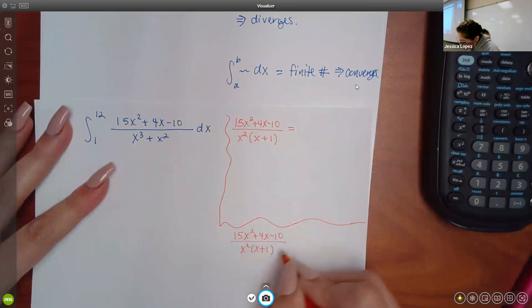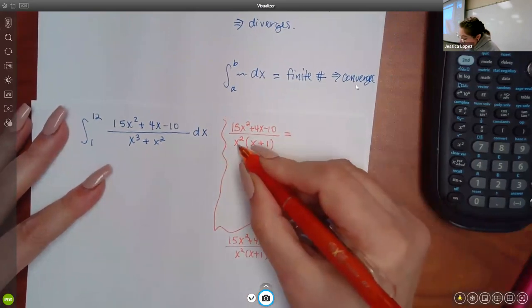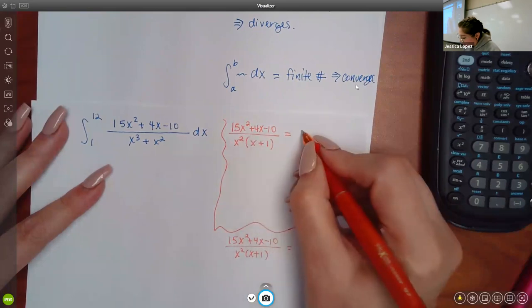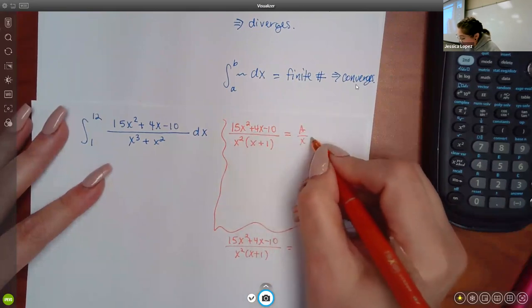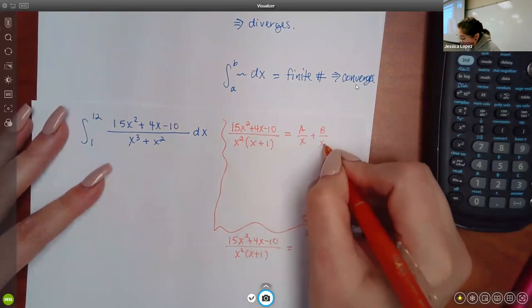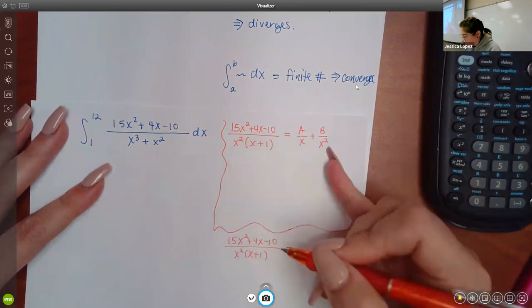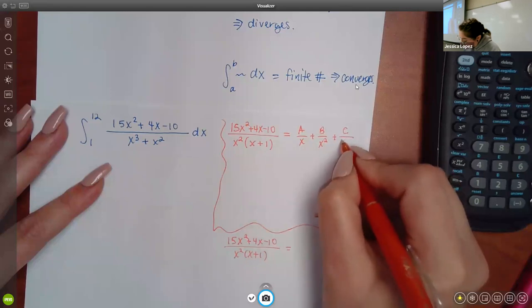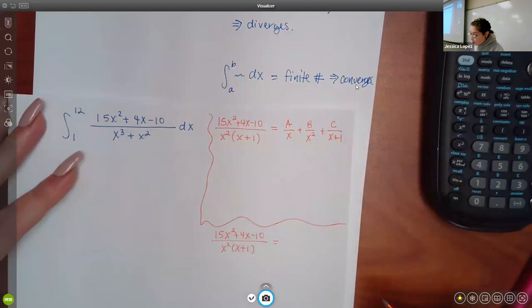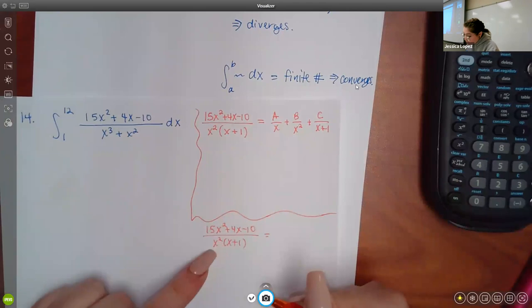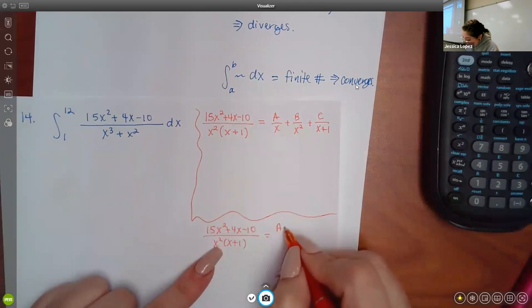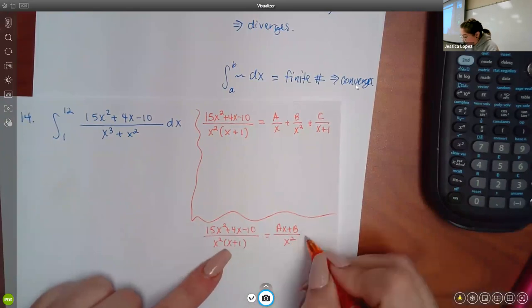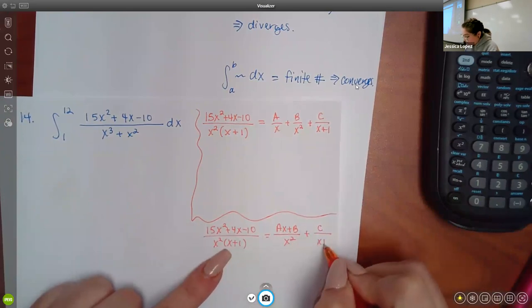So this is what I mean when I say to set up. If I treat this as x being squared, I could write A over x and then B over x squared, until I get to the power, which I have already. And then this is also linear, so it'll have a constant over x plus 1. Or I could treat this as a quadratic and I would get Ax plus B, a linear, over the x squared, plus C over x plus 1.